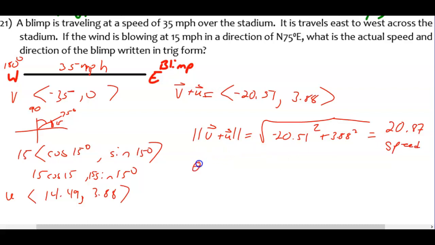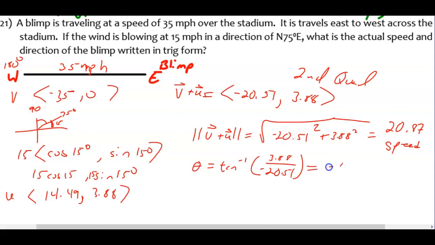And then we need to find the tangent inverse. By the way, negative, positive means that's in the second quadrant. That will give us negative 10.71, which is down here. I need to put that over here in this quadrant, so we do that by adding 180 to get 169.29 degrees.